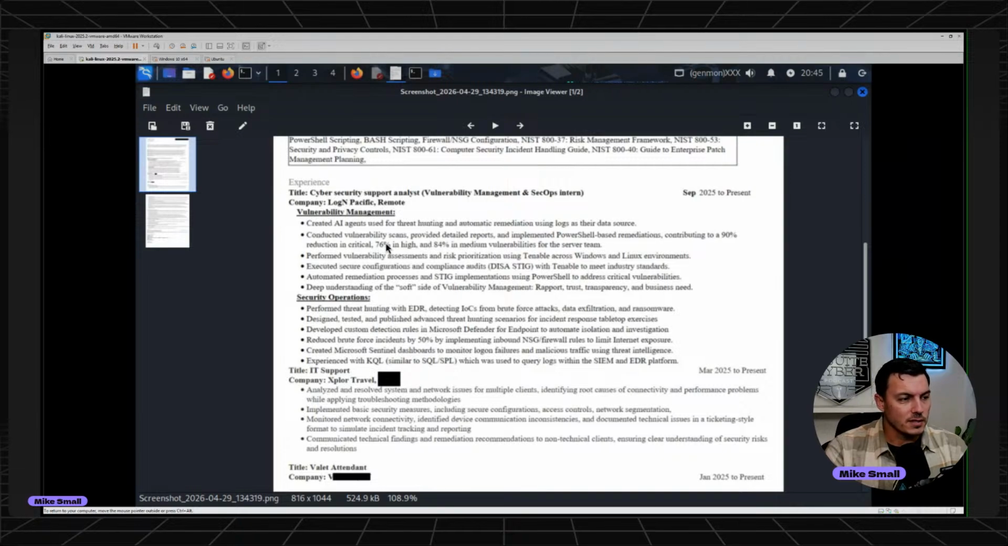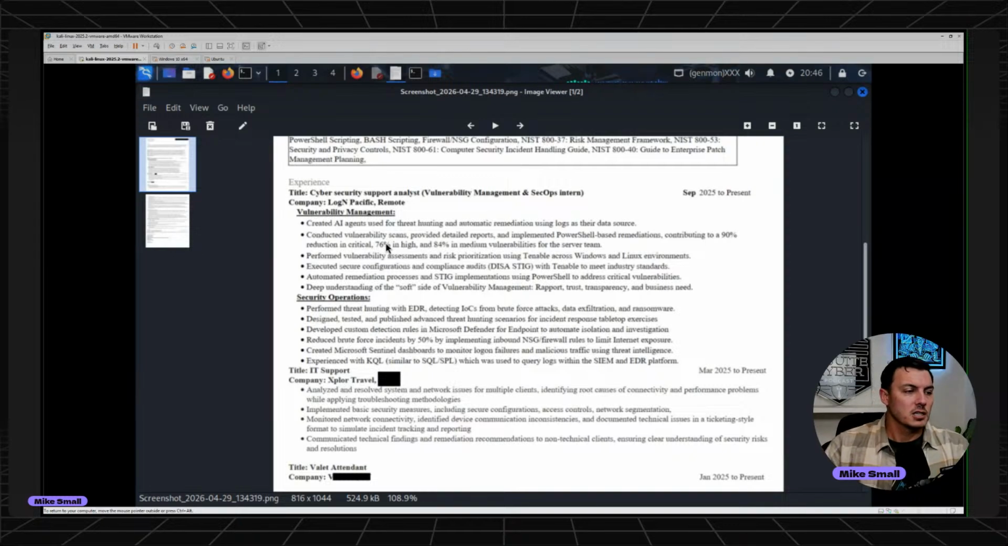Create a Microsoft Sentinel dashboard. So Microsoft Sentinel, another good tool you got your hands on, to monitor login failures and malicious traffic using threat intelligence. So this would be something else you could put in your portfolio, like talk about the logic you use for dashboards and how you built them.